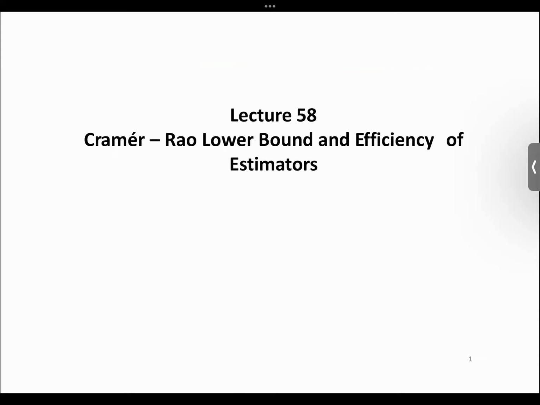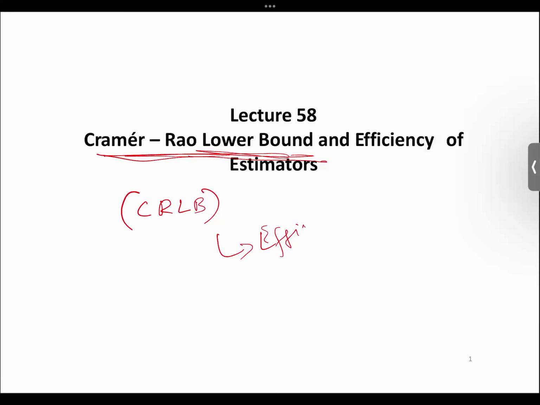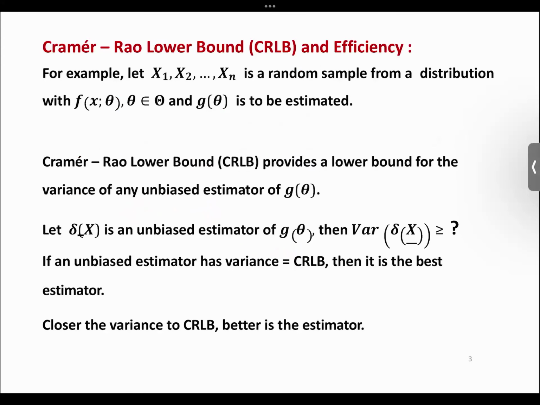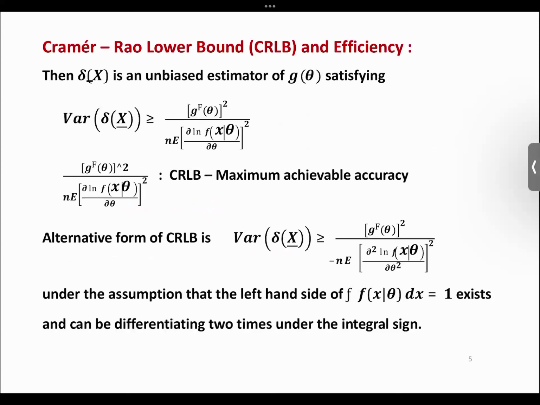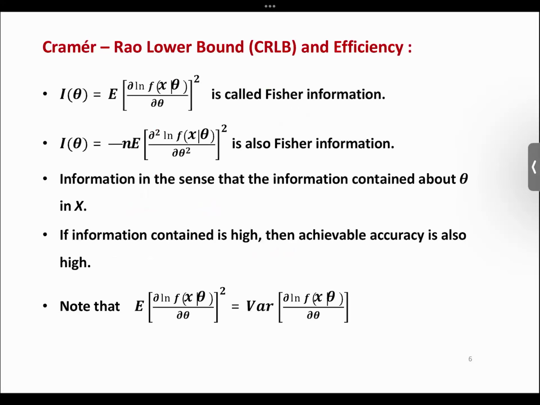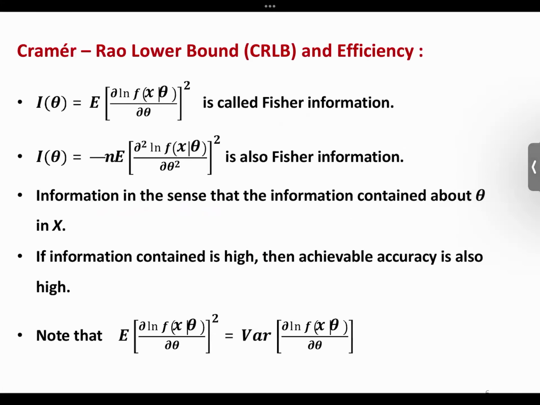And then there was one more parameter called the Cramer-Rao lower bound, which is CRLB. This value is also a way to measure the efficiency of an estimator. It follows a bit complicated steps, like 4 steps. I think I'll come back to this when we solve a question.